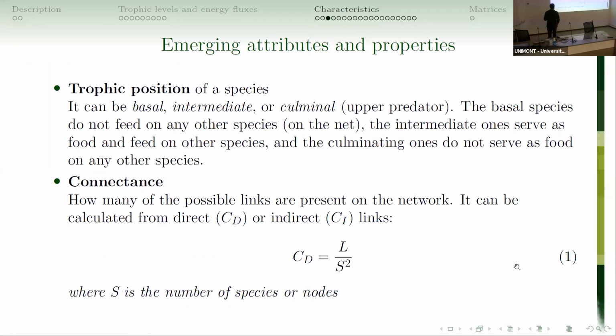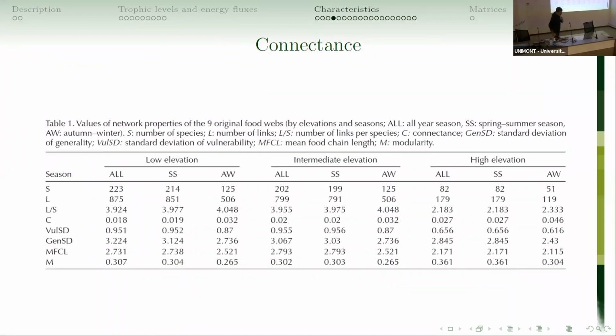Okay, here, so this is one of the most important descriptors. Just for you to have an idea of how the numbers of connectance are, this is the food web of the vertebrates that I showed you before. You can see here the number of species, the number of links. So let's just look at connectance. See that the values of connectance are really low, 0.0 something everywhere. These are the normal values of connectance. Connectance values are really low.